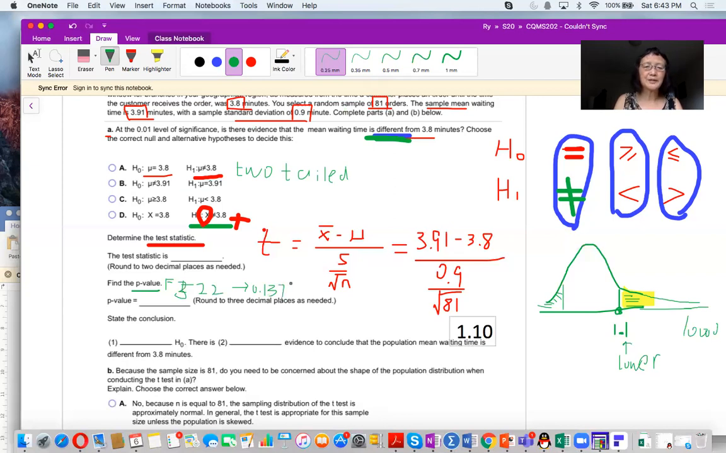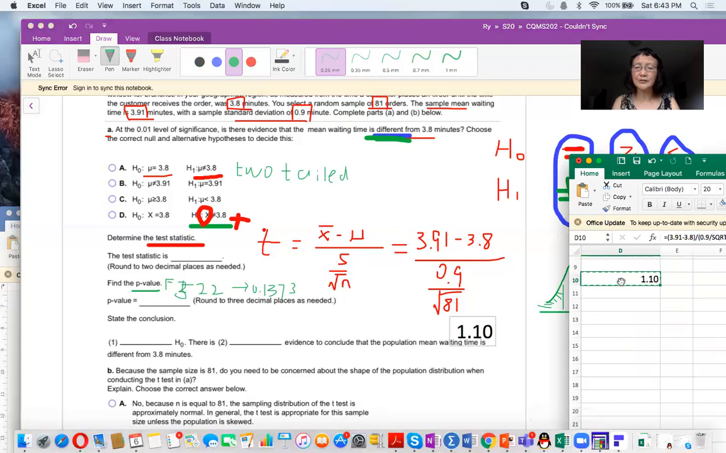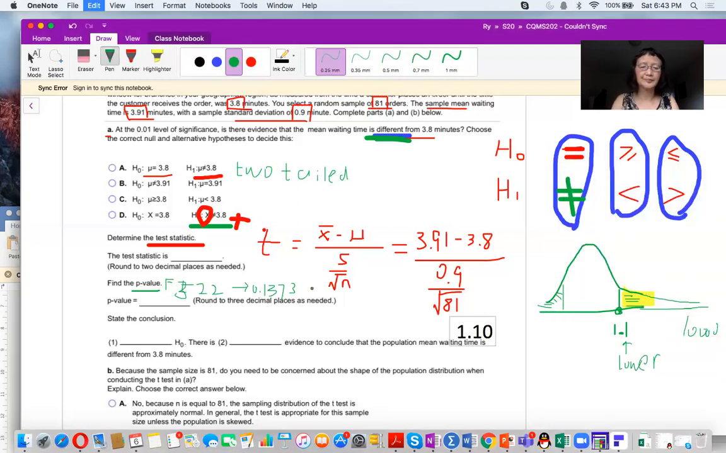0.1373. Remember, this value is just one tail. You have to multiply by 2, okay? So I'm going to use Excel to do it. So 2 multiply 0.1373. So this is the p-value, okay?